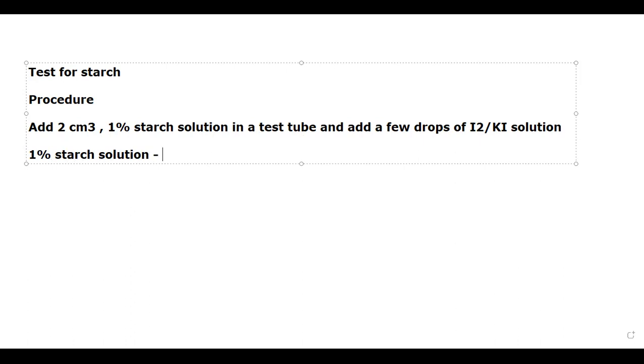Actually, you have to do 1 gram starch dissolved in 99 gram distilled water. But 99 gram is approximately how much? 100 grams. So that's why 100 gram I'm choosing. So 1% starch solution, what is the meaning? 1 gram starch dissolved in 100 gram distilled water.